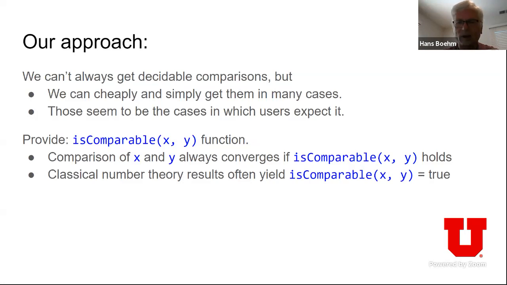So what we do instead is, since we can't always get decidable comparisons, but we can actually cheaply get them in many cases, and we actually seem to be able to get them in the cases that people actually care about, we basically provide a way to get those comparisons when we really expect them. So our real type provides an is comparable function to which you give two representations of real numbers. And if is comparable returns true, then you guarantee that the comparison will always terminate, even if x and y are equal. What makes this interesting is that a bunch of classical number theory results basically give you the handle to often return an is comparable value of true. If that weren't the case, this wouldn't be interesting.